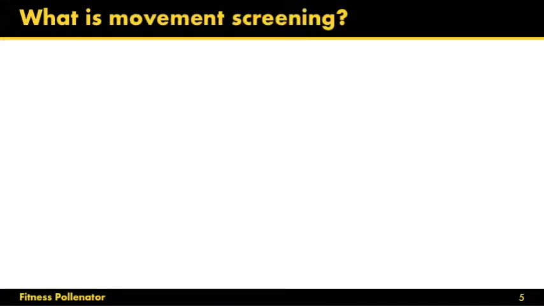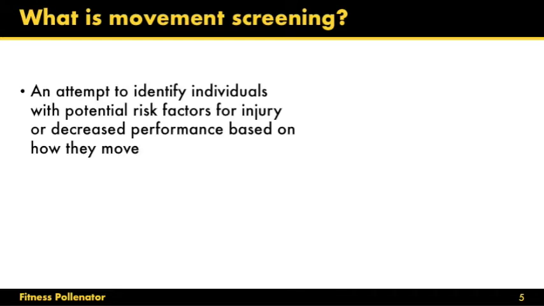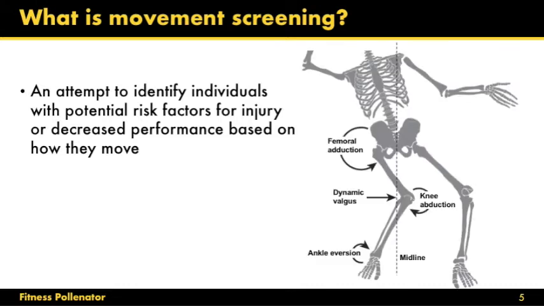Now, movement screening, when it was first proposed, was framed as an attempt to identify individuals with potential risk factors for injury or decreased performance based on the way that they move. So the idea was that you would screen and look for impairments somewhere along the kinetic chain, which would cause the person's performance to suffer or put them at increased risk of injury. In the case of this skeleton here, it's going into dynamic knee valgus, which could be a mechanism for an ACL injury.